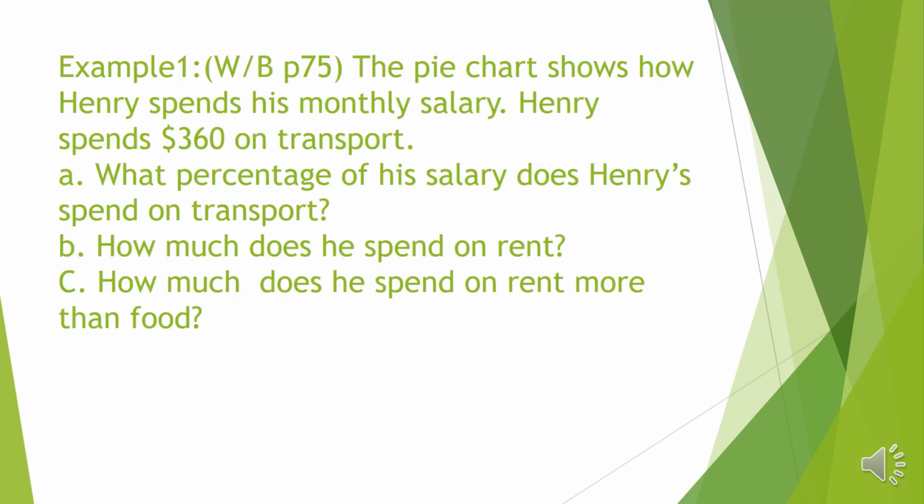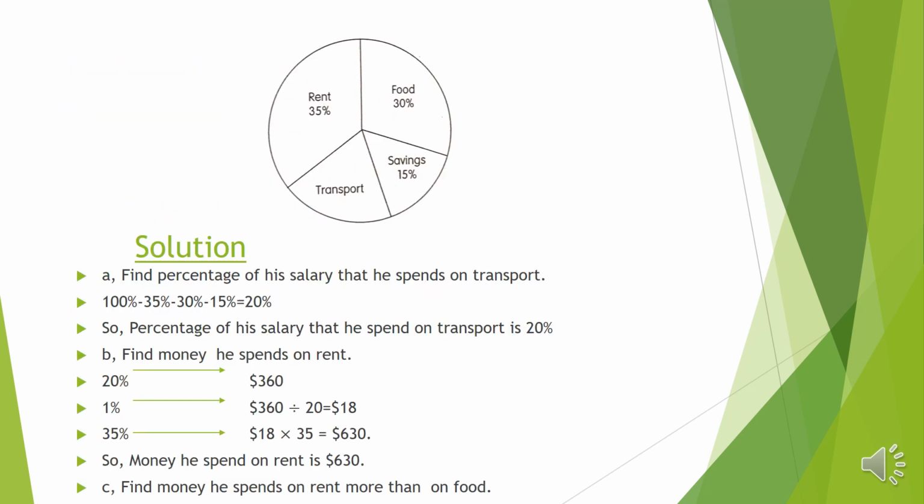Now open workbook on page 25. Example 1. The pie chart shows how Henry spends his monthly salary. Henry spent $360 on transport. A. What percentage of his salary does Henry spend on transport? B. How much does he spend on rent? C. How much does he spend on rent more than food? This is our picture of the monthly salary of Henry.